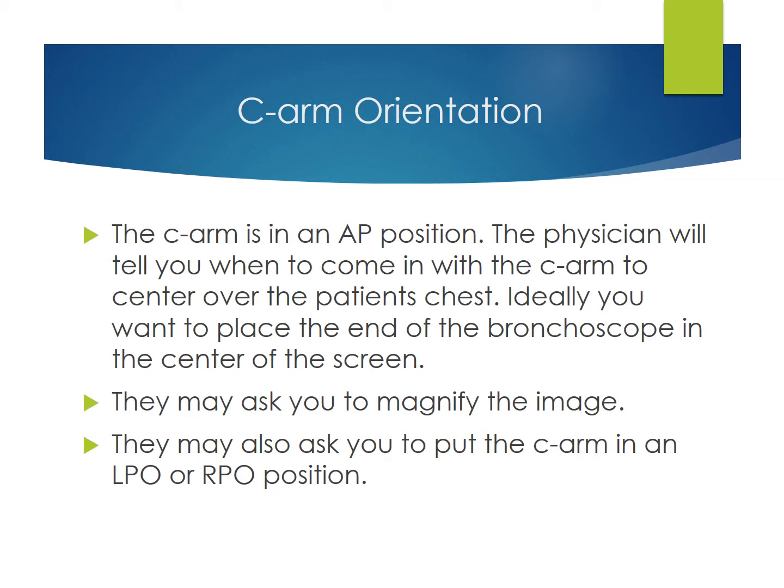C-arm orientation. The C-arm is in an AP position. The physician will tell you when to come in with the C-arm and center over the patient's chest. Ideally, you want to place the end of the bronchoscope in the center of the screen. They may ask you to magnify the image. They may also ask you to put the C-arm in an LPO or RPO position.